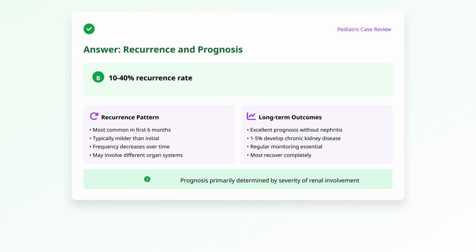Henoch Schönlein Purpura has a recurrence rate of approximately 10 to 40% within 6 months of the initial episode. Recurrences are typically milder than the initial presentation and become less frequent over time. The long-term prognosis is excellent in the absence of severe nephritis, with only 1 to 5% of patients developing chronic kidney disease.